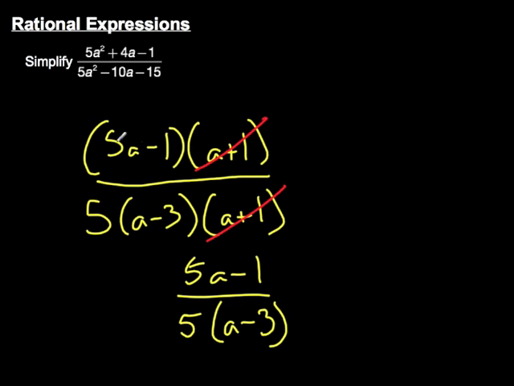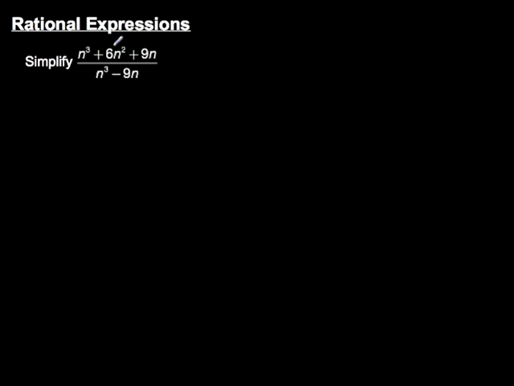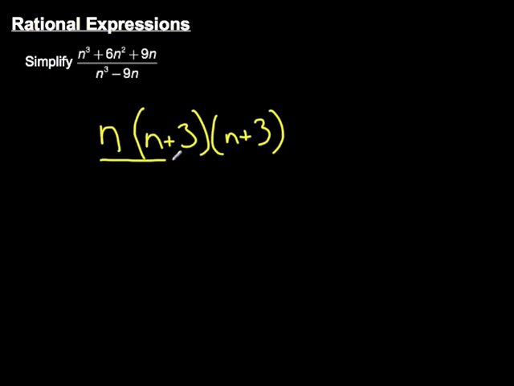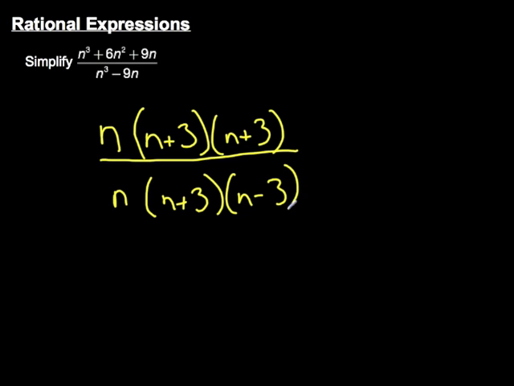Setup's almost exactly the same, we're just factoring and simplifying. Factoring out the numerator and denominator here, greatest common factor at the top is n, and the leftovers get factored as n plus 3 and n plus 3. And the denominator, again, GCF is n, and the n squared minus 9 that's left over from that is factored as n plus 3 and n minus 3.